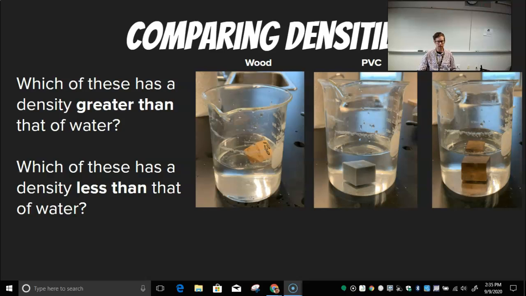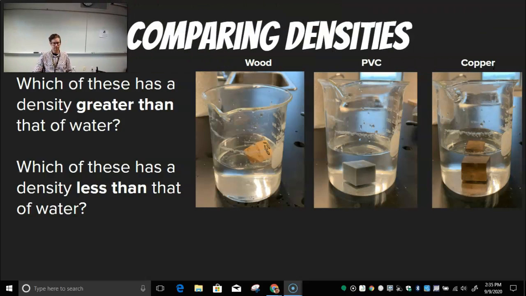What I have here are three cubes of the same size of three different materials, and they're all in a beaker of water. This first one is wood. This one is PVC, which is that thick plastic that you might have seen some pipes made out of, and this one is copper. So which of these do you think has a density greater than that of water? Okay, and which of these do you think has a density less than that of water?